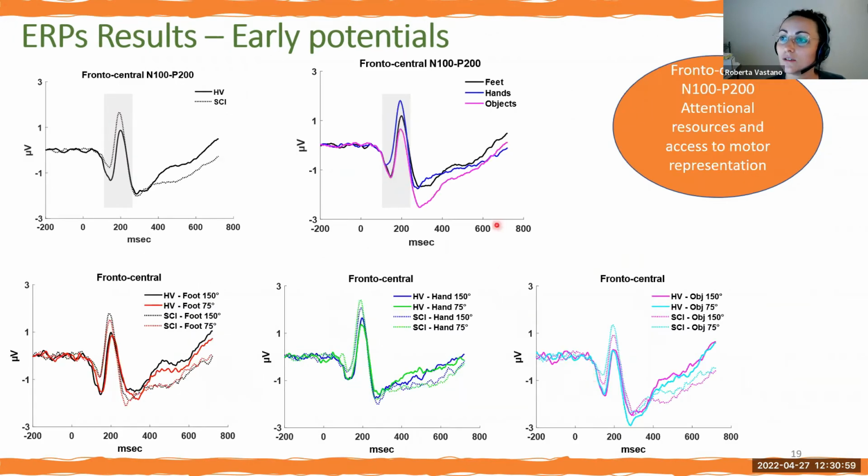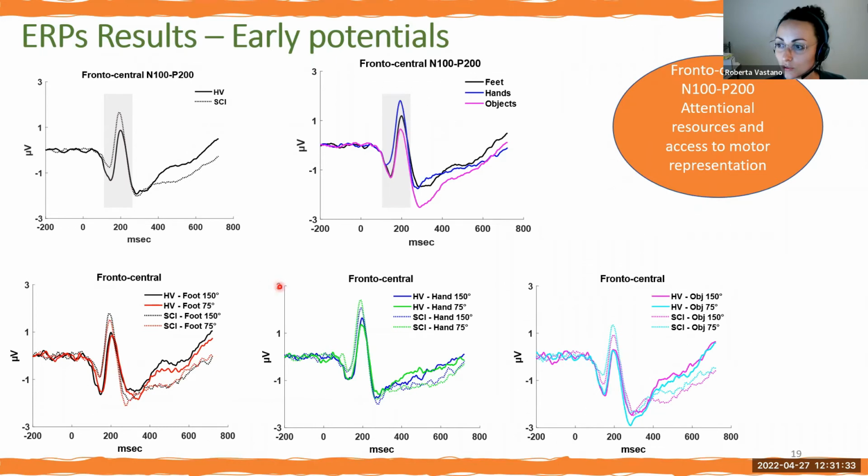Then for the other part of the early potentials, the frontocentral N100 and P200, which are mainly related to attentional resources and access to the motor representation. We find a reduced N100 in SCI participants compared to control, and a higher P200 in SCI participants compared to control. We found a speculative effect like that of the N200, but inverted for the P200, which was higher for the feet and hand compared to the object.